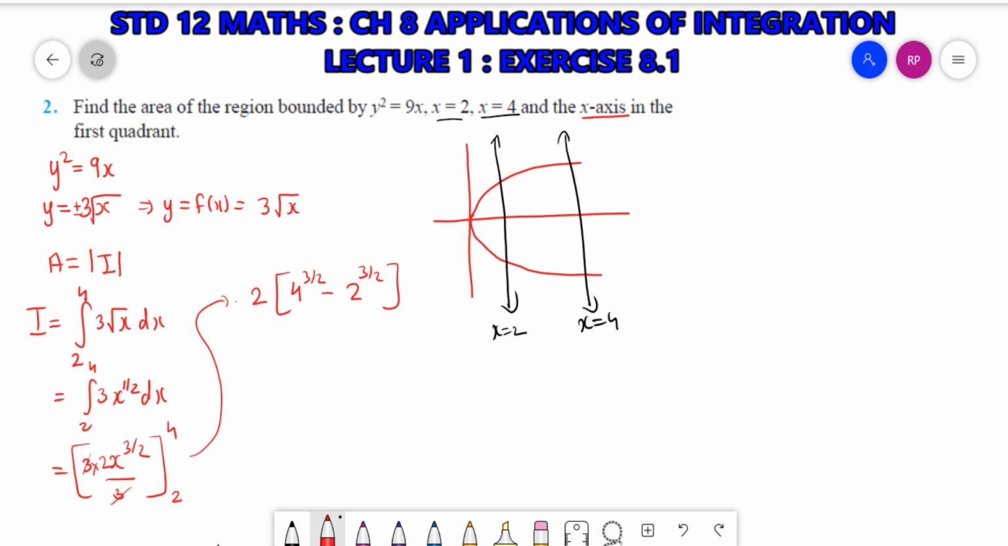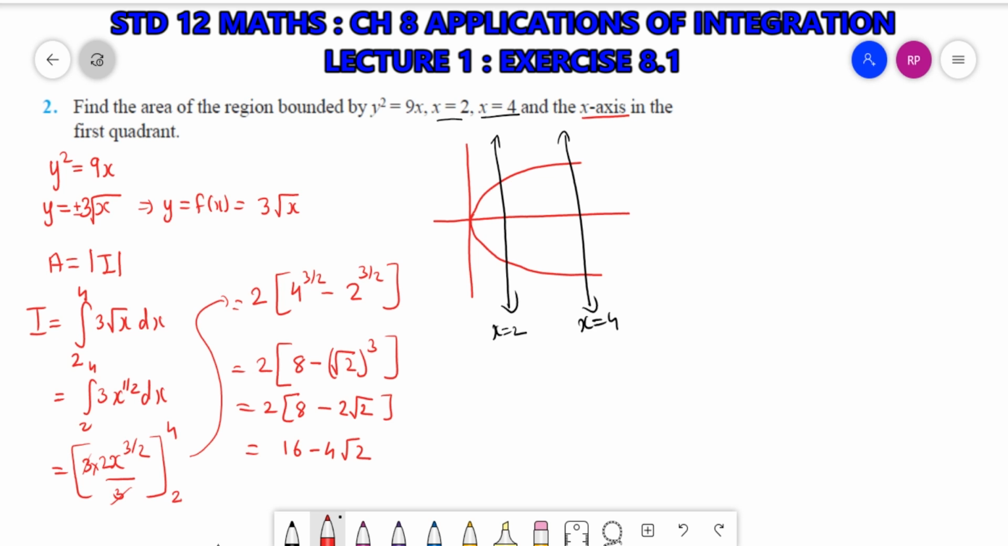So this will be equal to 2 times 4 raised to 3 by 2, which will be equal to 8. We already calculated this earlier. Now see 2 raised to 3 by 2. The square root of 2 will be root 2, and its cube. So 2 into 8 minus the cube of root 2, which will be equal to 2 root 2, because we are multiplying root 2 three times. So root 2 into root 2 is 2, into root 2. Multiplying it, we get 16 minus 4 root 2.